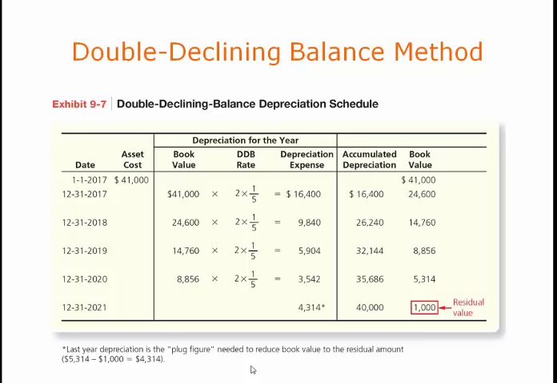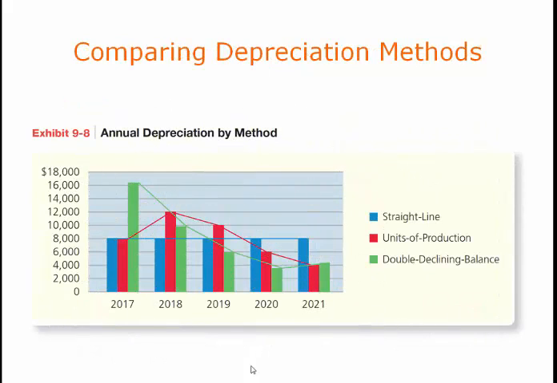A plug figure means that that's the number you need to make your numbers balance. So sometimes you hear something called a plug. And if you look at the three depreciation methods, this is a little bit of a trick question, but I'm going to ask it here anyway. Which of the depreciation methods gives you the highest annual depreciation over the life of an asset?